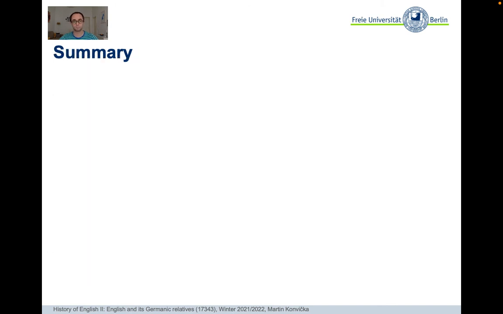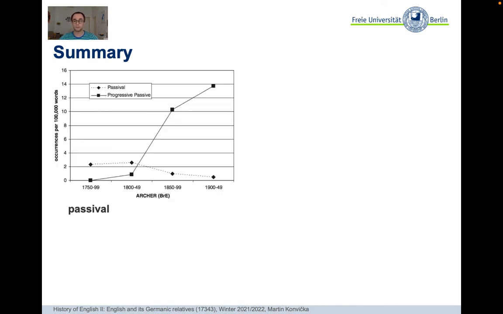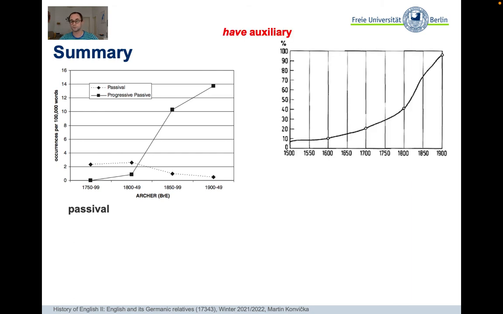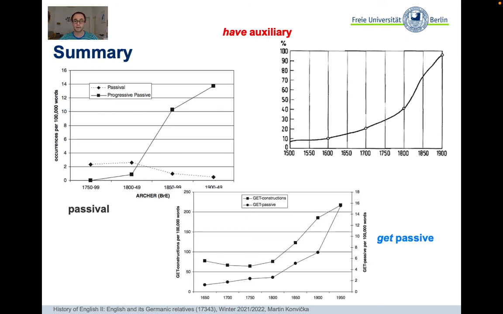Okay, so what we've seen in this video so far. We've seen that during the late modern English period, during the 19th century, there was a demise of the so-called passival construction and a rise of progressive passives. We've also seen the steep rise of the use of the auxiliary have for verbs of movement or change. And finally, we've also seen the rise of the so-called get passives, passives that use get as an auxiliary.